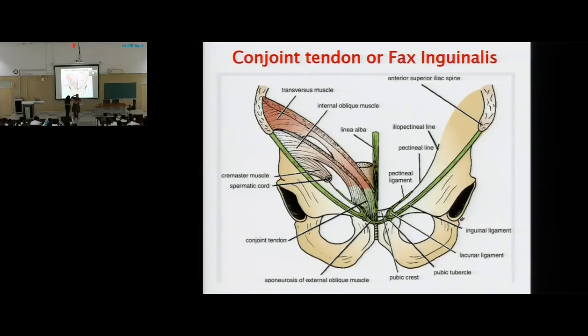This is the internal oblique. This is the internal oblique taking origin from this area. And now this internal oblique has to go to the pubic symphysis for insertion, which is going to go like this, and then arch and get inserted onto the pubic symphysis. So this space is left.